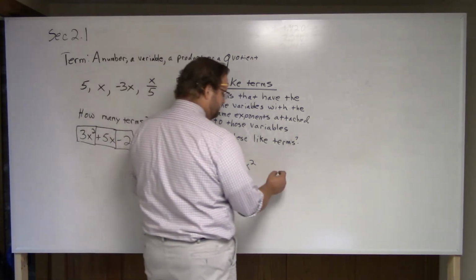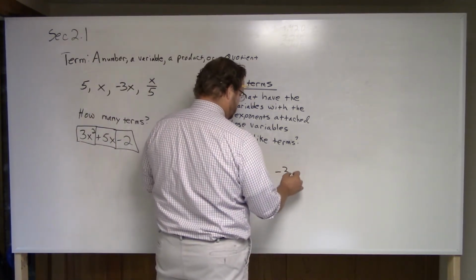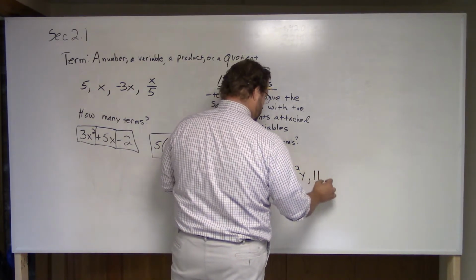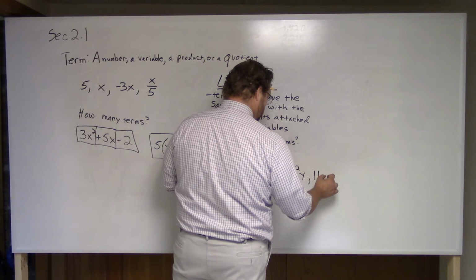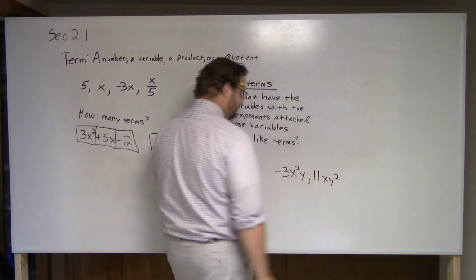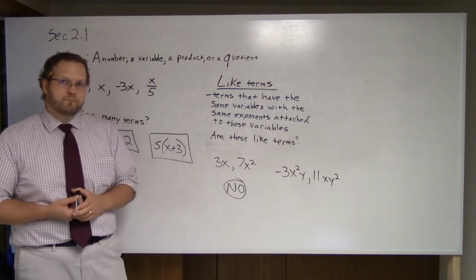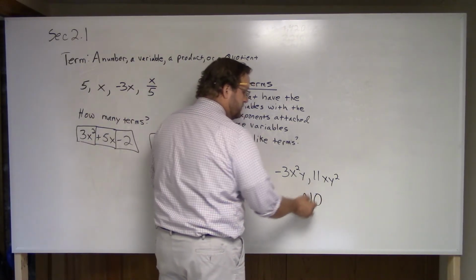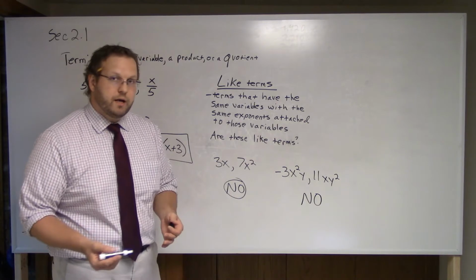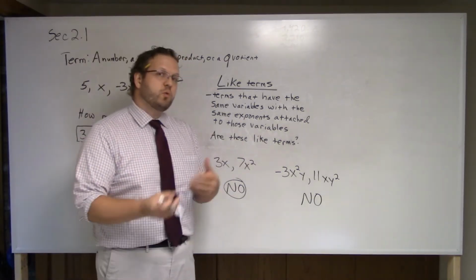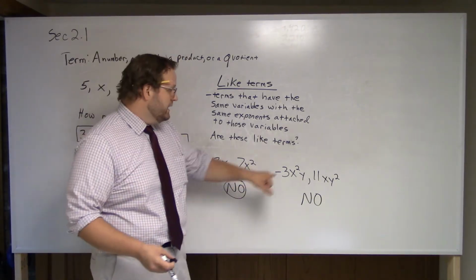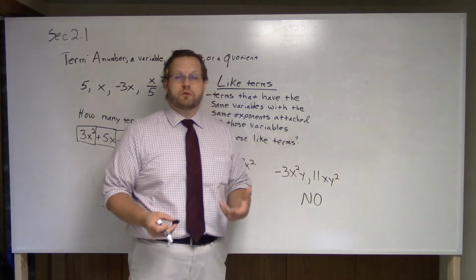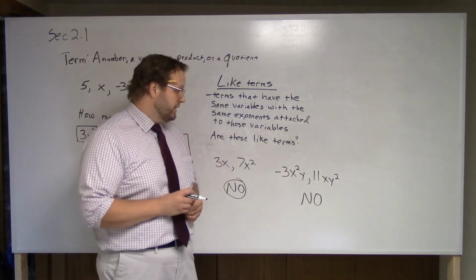How about this? In this case, again, the answer is no. They both have x and y. They both have a square, but the square is in a different position. X squared y, x, y squared. Those are different terms. So we wouldn't be able to do anything with those.